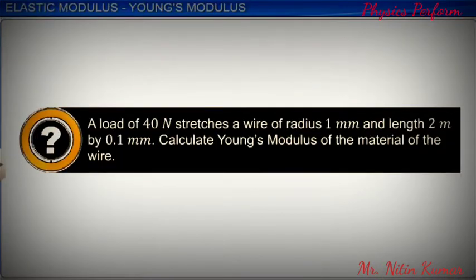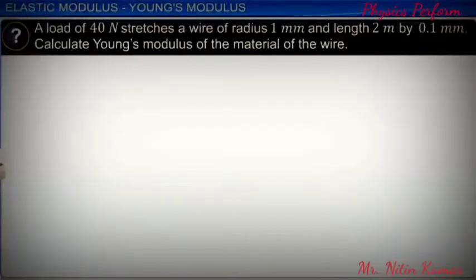We will now solve a numerical problem. A load of 40 newtons stretches a wire of radius 1 millimeter and length 2 meters by 0.1 millimeter. Calculate Young's modulus of the material that the wire is made of. The values given in the problem are force F, length L, extension delta L, and the radius R of the wire.